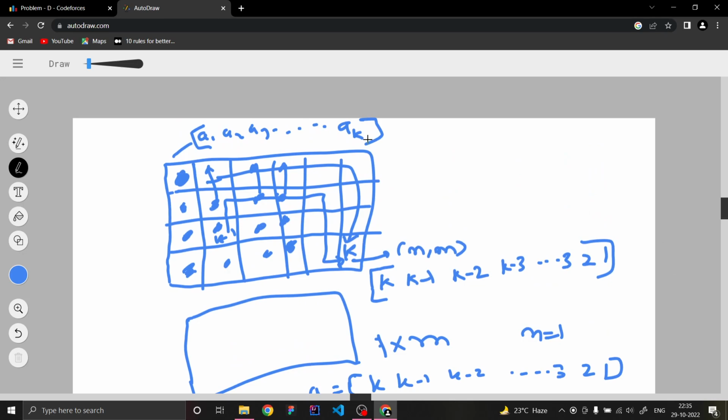And if m equals 1, then also the stack should be equal to k, k minus 1, k minus 2, up to 3, 2, 1. Otherwise, if a is not equal to this permutation, then our answer will be no.